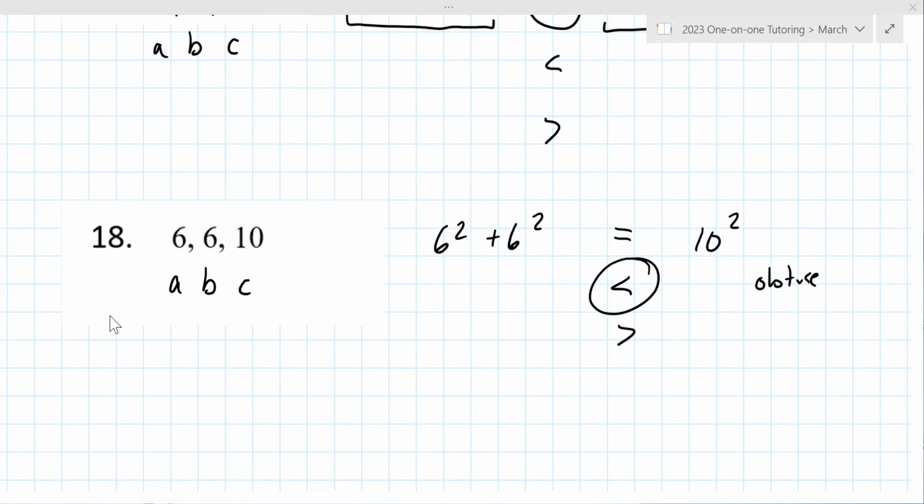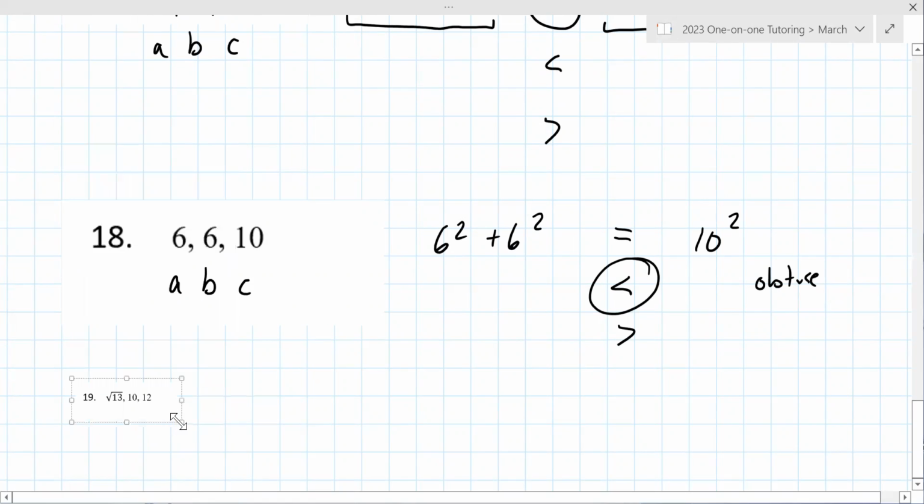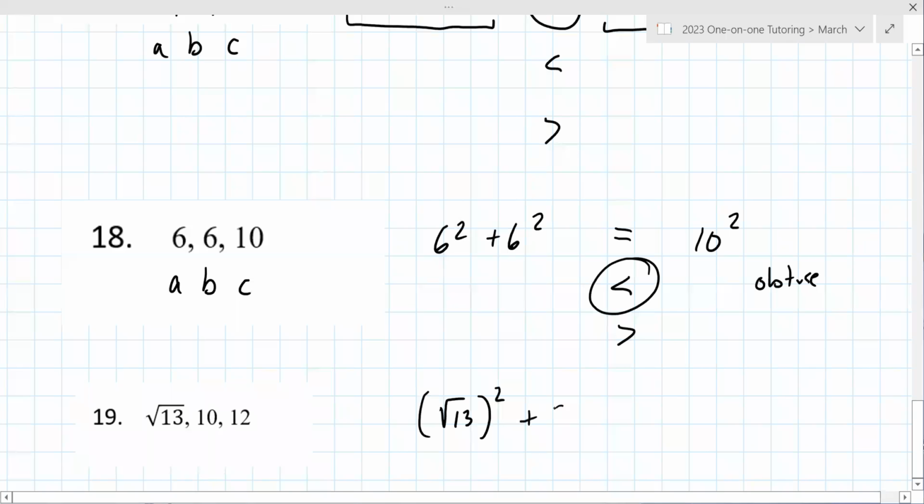Okay, 19 here. This time they give you a square root. If you're not sure if this is the smallest one, you can certainly use a calculator to do that, but it's always got to be the 2 smaller ones. How does this compare to 12 squared?